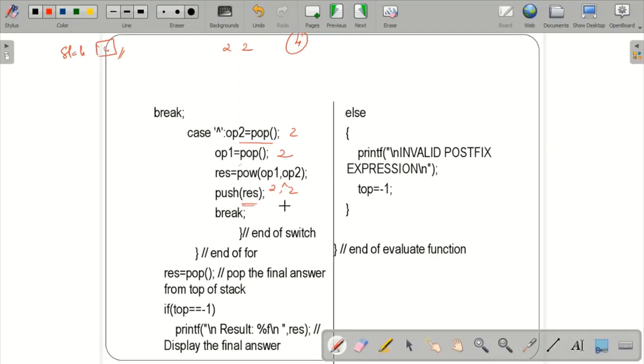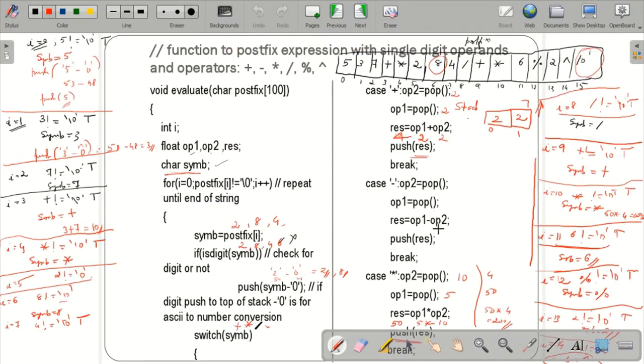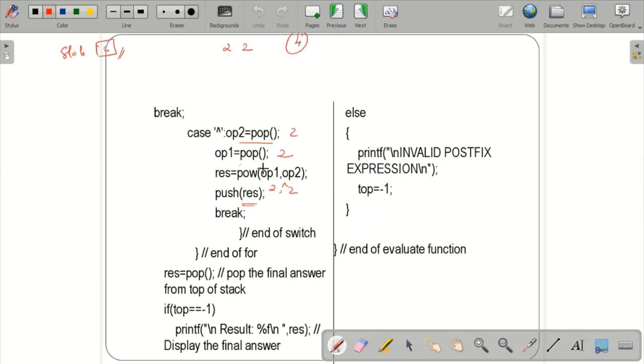Now you got the result is equal to 4, so it will come out of the loop. So I will get incremented, so when I is equal to 15, postfix of I, that is postfix of 15, is null character. So this will not work, it will come out of the for loop. So it is the end of switch and end of for, and then result will be stored over here, that is result is equal to pop, so result will be having 4.